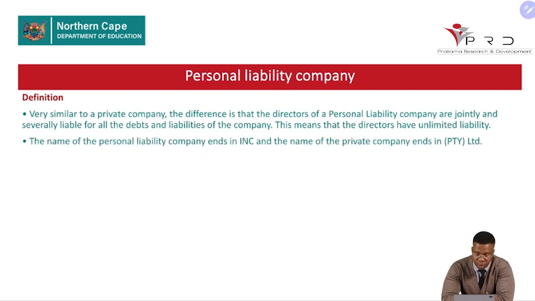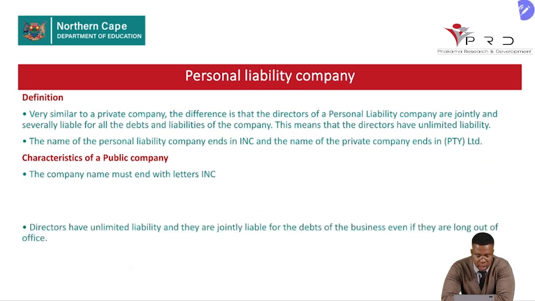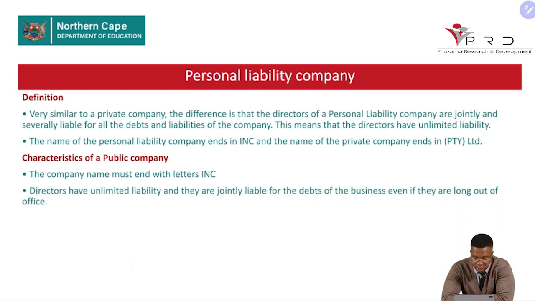The name of the personal liability company ends with INC, and the name of the private company, remember, ends with PTY Ltd. What are the characteristics there? The company name will end with letters INC, and then directors have unlimited liability, and they are jointly liable for the debts of the business, even if they are no longer or they are out of the office.